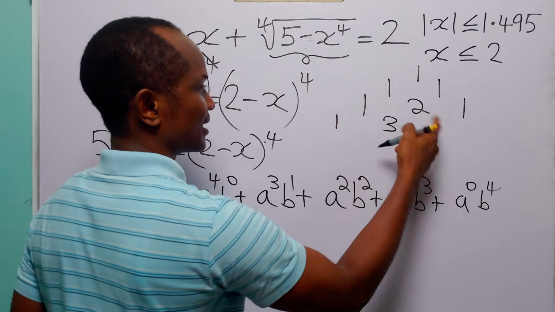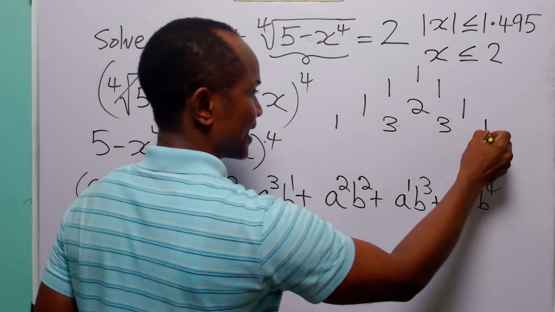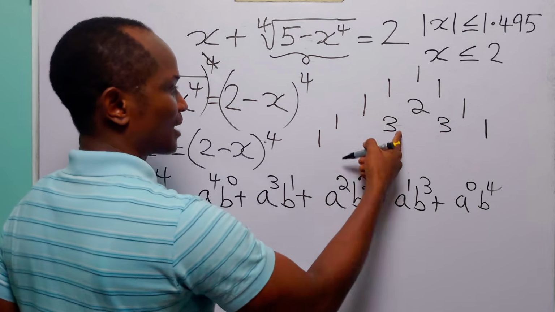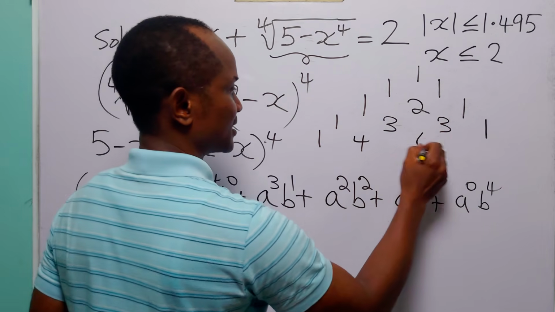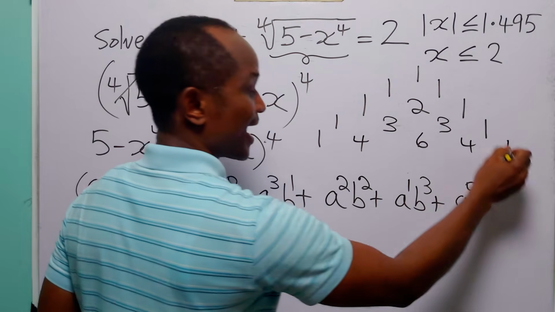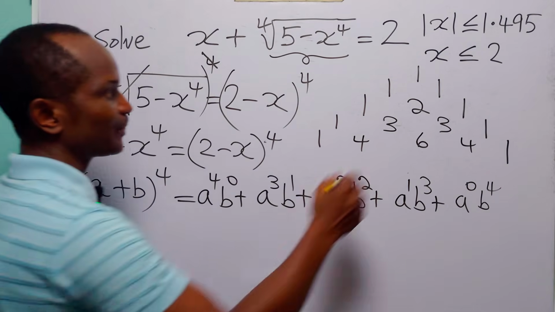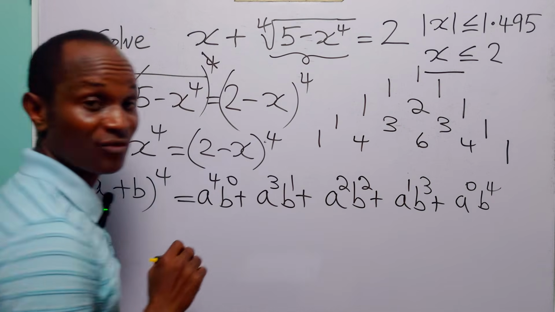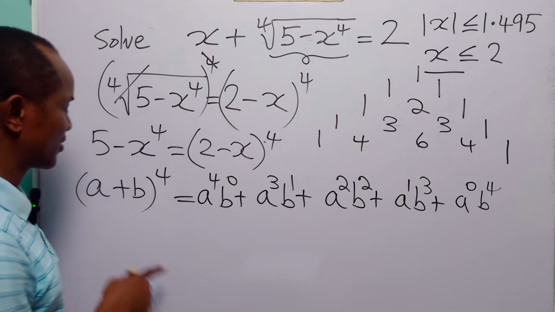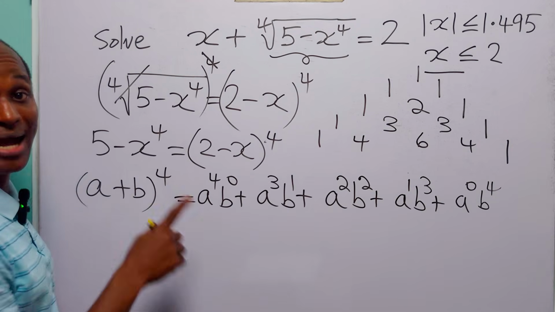1 plus 2 is 3. 2 plus 1 is 3. End with 1. 1. 1 plus 3 is 4. 3 plus 3 is 6. 3 plus 1 is 4. End with 1. Now, this will give us the coefficients of a plus b to the power 0.